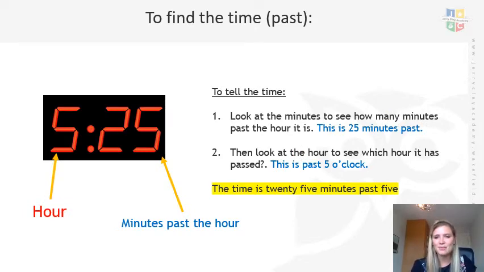Okay, so to tell the time, the first thing we need to do is look at the minutes. So this, remember, is on the right hand side, so we need to see how many past the hour. For this one, we can say that the minutes are 25 minutes past the hour that has just passed. Then we look at the hour side, we can see that the hour that has been passed is 5 o'clock. So we would say that the time is 25 minutes past 5. You might also hear some people say 5:25, but that's the same as 25 minutes past 5.